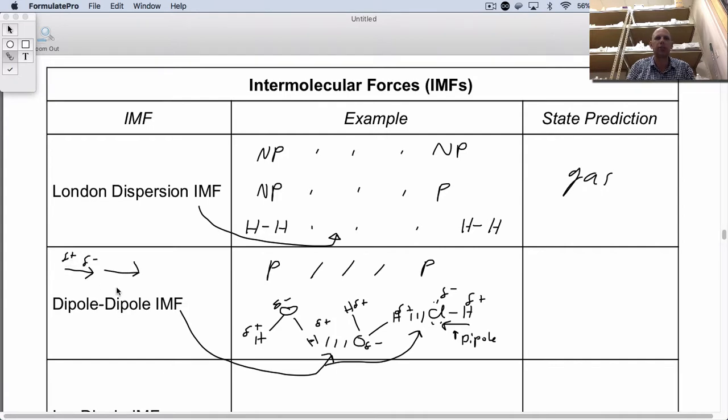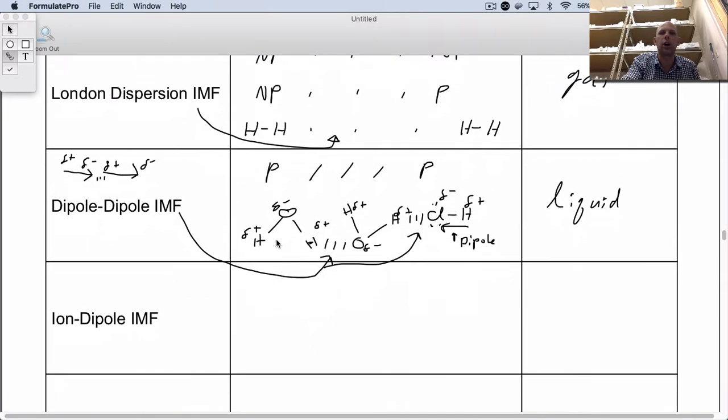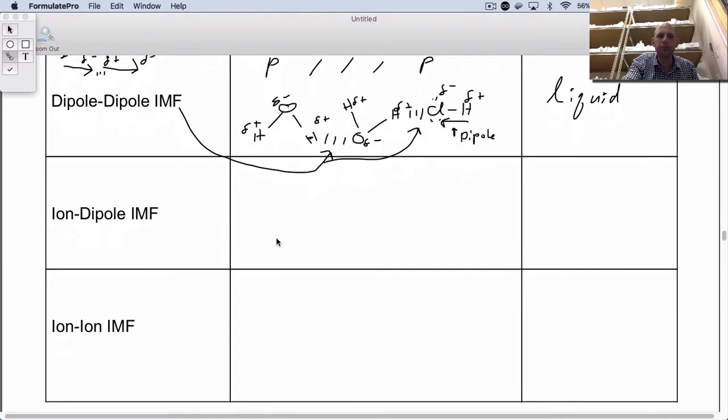This is going to be the partial negative side. This is going to be the partial positive side. This is going to be the partial negative side. And there is that dipole to dipole interaction. So again, it all depends on the temperature of the environment. However, we would predict that these things are liquids here.